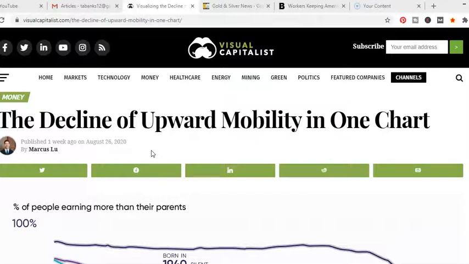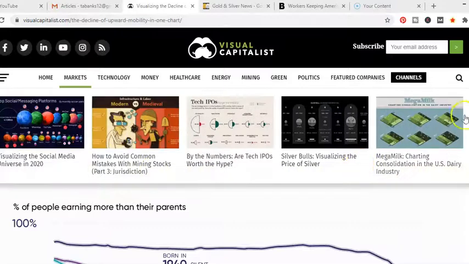Actually, as you know me, I'm doing many articles. I'm just intrigued by the title, "The Decline of Upward Mobility in One Chart." And this guy, Marcus Lu, points to a pretty visual description of what's going on and how upward mobility is really declining with each generation. I'm going to put a link inside the description, visualcapitalist.com. I'm going to dive right in.